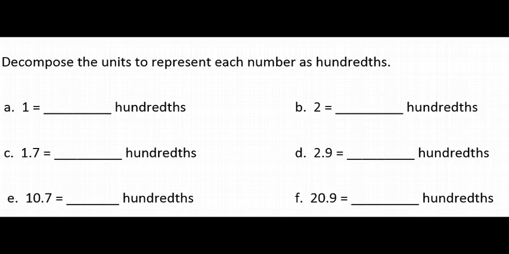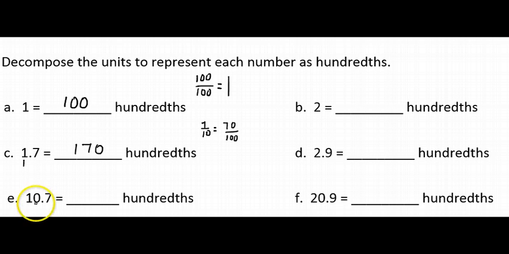We're going to follow a similar process in the last section, only this time we're going to decompose the units to represent each number as hundredths. 1 whole would be considered 100 hundredths, because 100 hundredths is equal to 1 whole. If I have 1 and 7/10, then I have 100 hundredths for my 1. 7/10 would be equal to 70 hundredths, because each tenth is 10 hundredths. So I have 100 hundredths for my whole number, 70 hundredths for the 7/10, for a total of 170 hundredths.